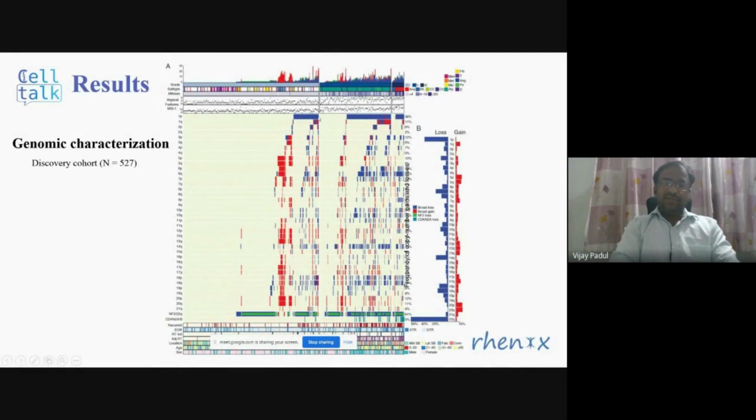And here each column represents one particular sample. This top panel shows the different features of that particular sample, that is, the grade of the tumor. As you can see, most of these are the grade 1 tumors. Then the second number is the grade 2 tumors, and the least amount are the grade 3 tumors. So grade 3 tumors are less common as compared to grade 1 and grade 2 tumors.